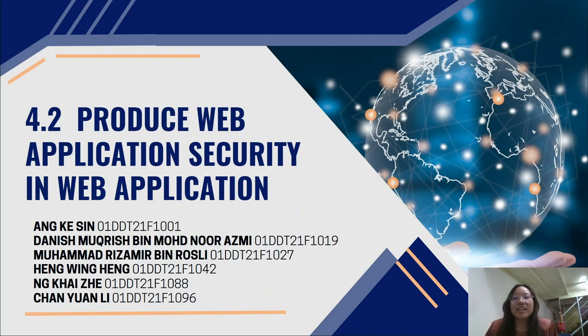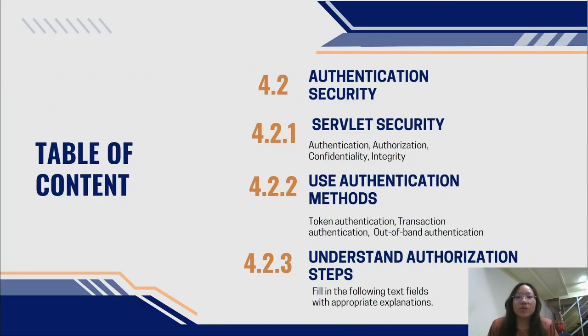Together with my groupmates Uncle Singh, Danish, Rizamir, Heng and Khai, we will be presenting topic 4.2, produce web application security in web applications. We have four parts: authentication security, which we will briefly talk about, 4.2.1 servlet security, 4.2.2 use authentication methods, and 4.2.3 understand authorization steps.